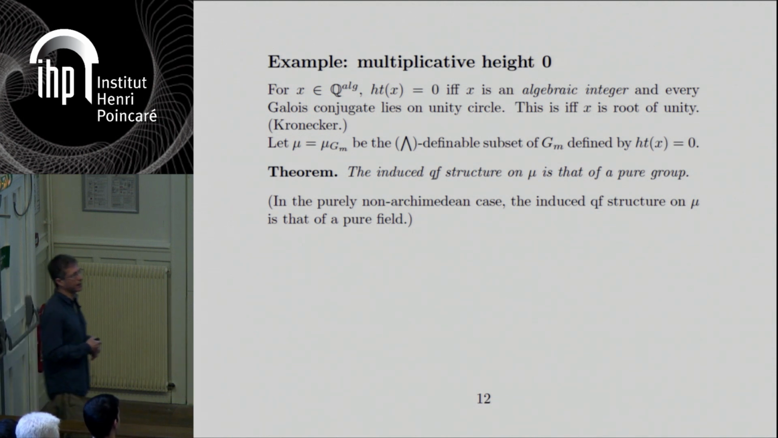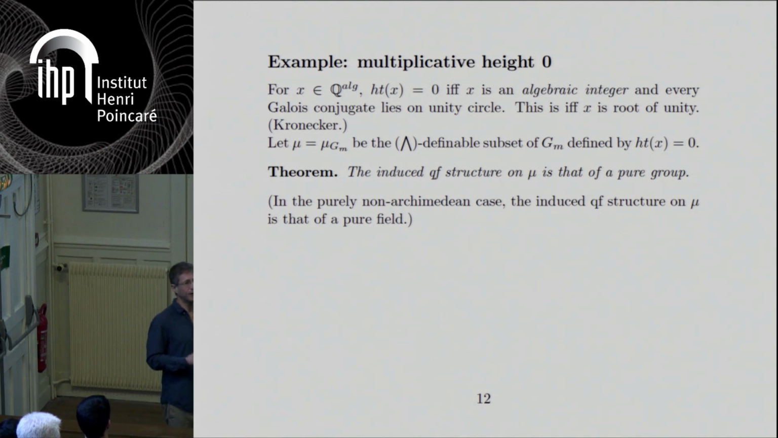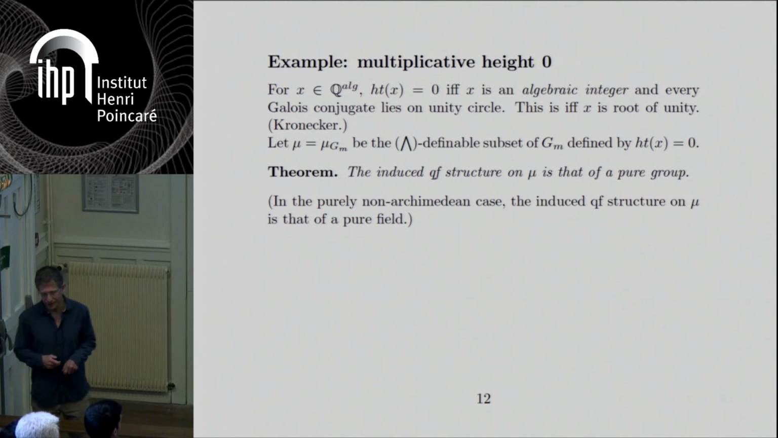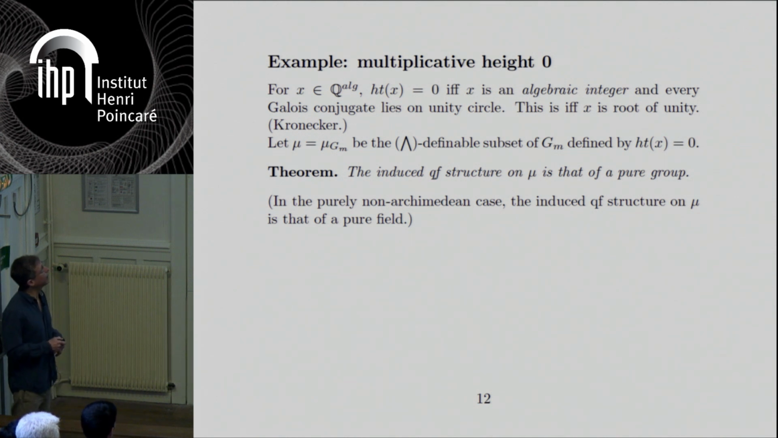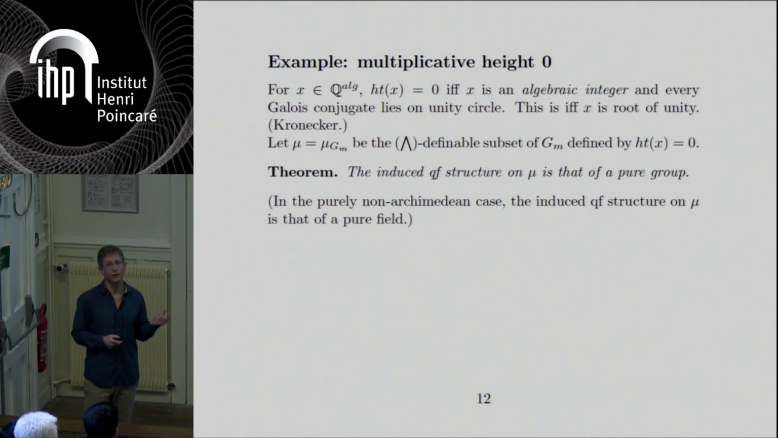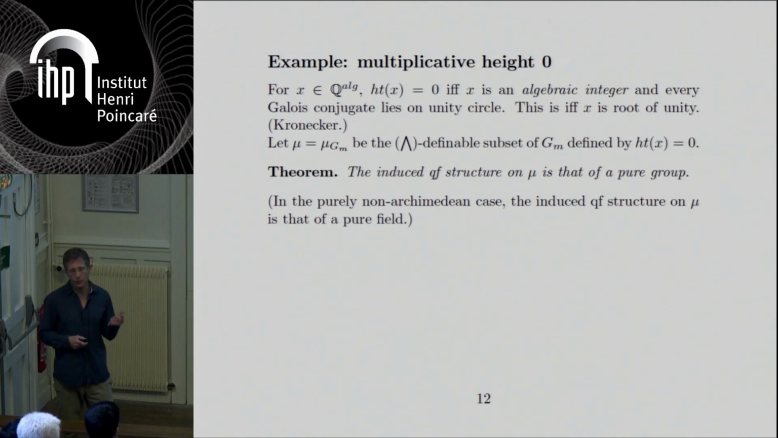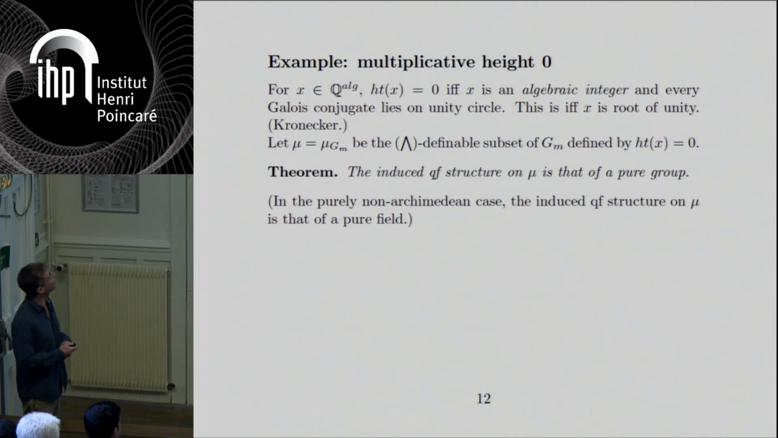And amazingly, every time you look at anything, you keep seeing these phenomena of geometric stability theory. It looks like a U-rank 1 structure. There's a unique generic type, and the induced structure on it is just the pure group structure.